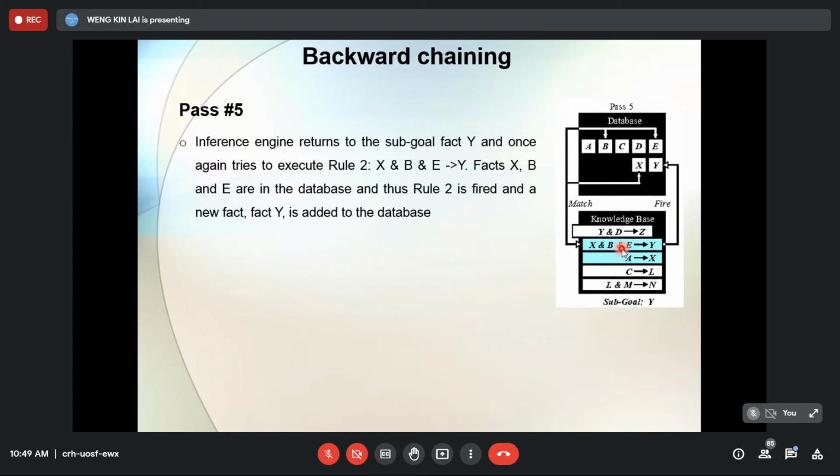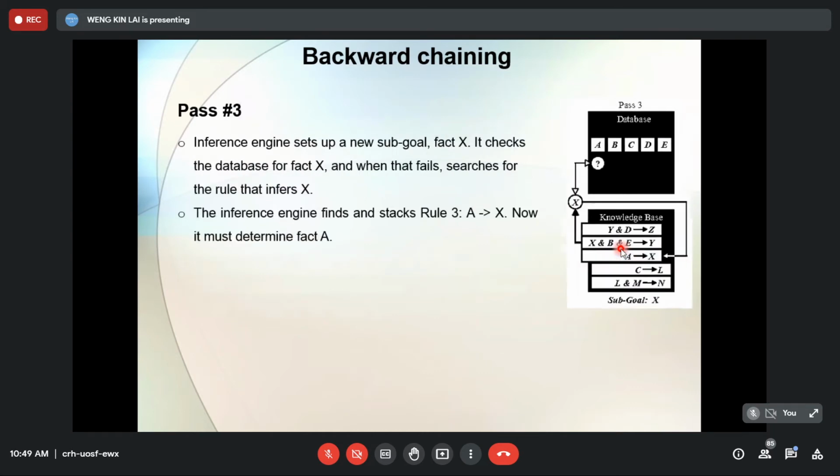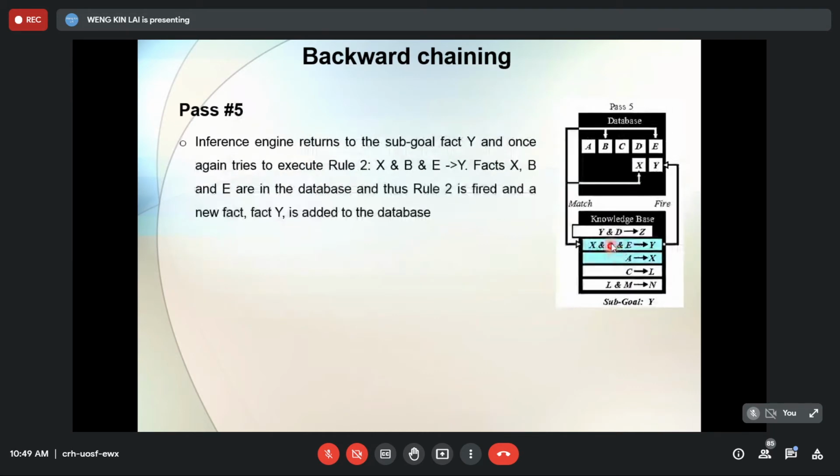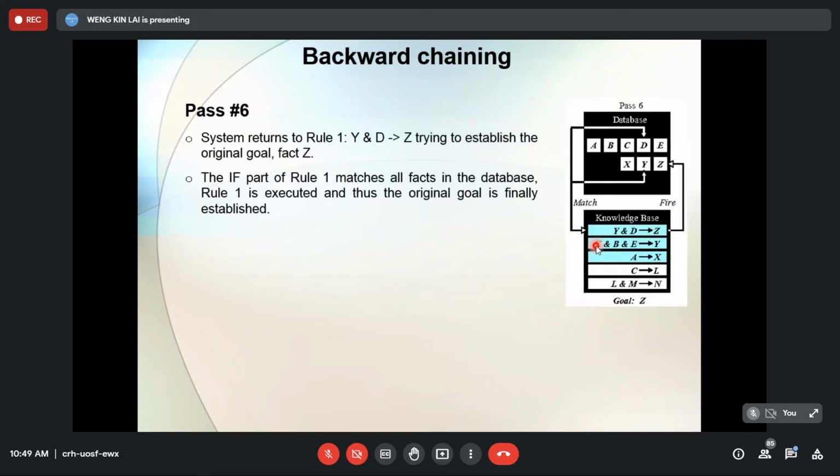Right, so you have your rule number 2, which actually stacked before fired. You can see here the color has changed. The rules that are fired, that can be fired or matched, are colored in light blue. What do you do next? Pass number 6. I do not go back to these rules here, the ones in white, but go back to the one which I actually put aside, which I stacked before.